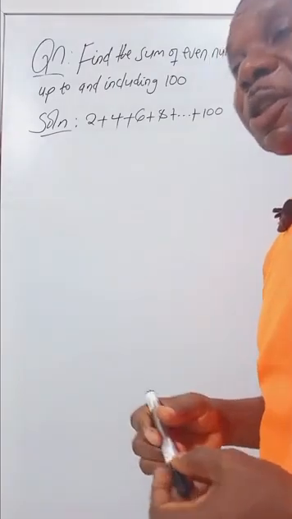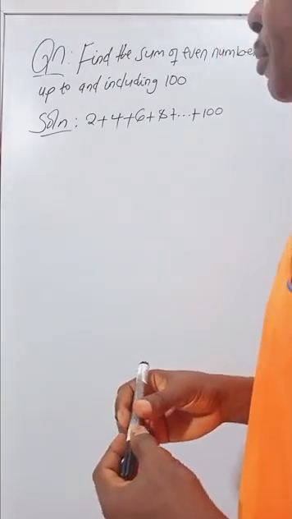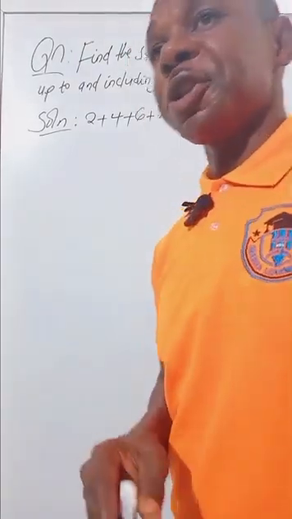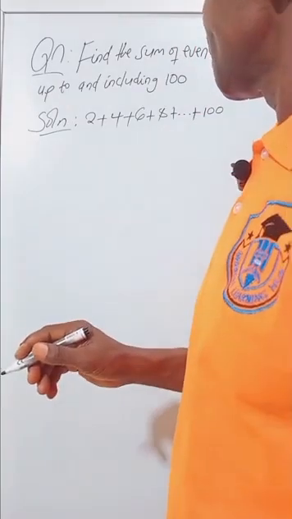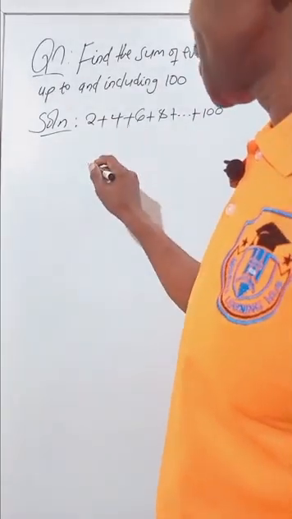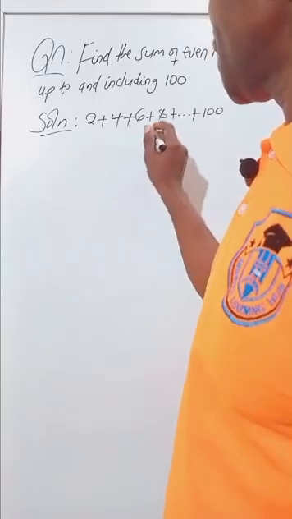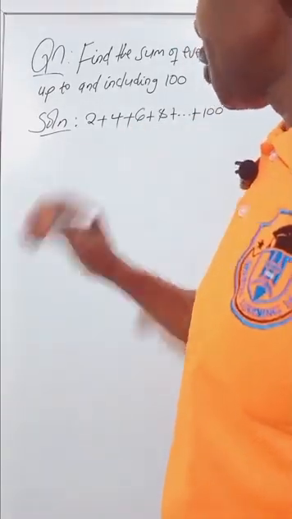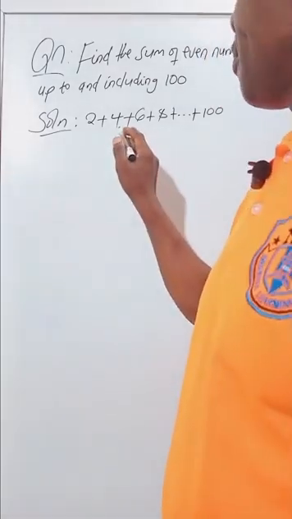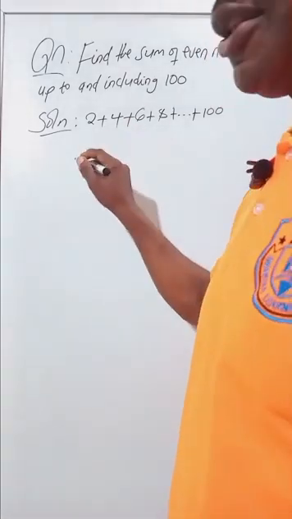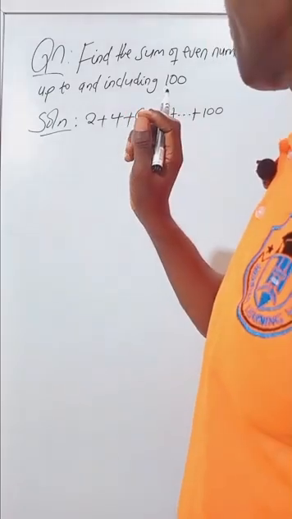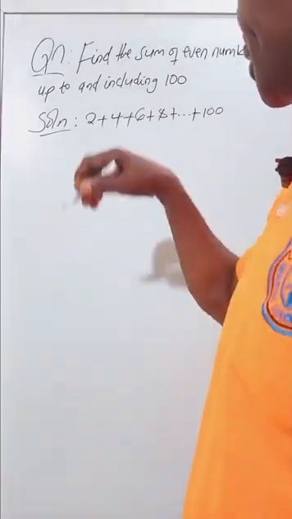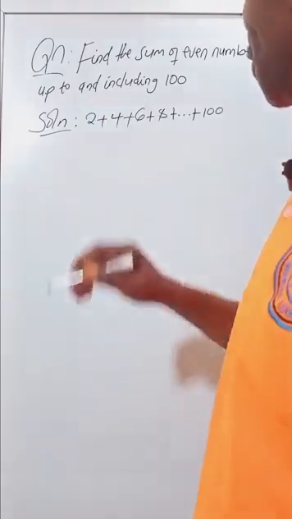Now we have to do the assessment. Is it a GP or an AP? Is it a geometric progression or an arithmetic progression? For GP, when you take the second term divided by the first term, you should get the same ratio as when you take the third divided by the second, and so forth. For an AP, you simply take the difference. If you take the difference between the second term and the first term, you should get the same number as when you take the difference between the third and the second, then the fourth and the third, and so forth.